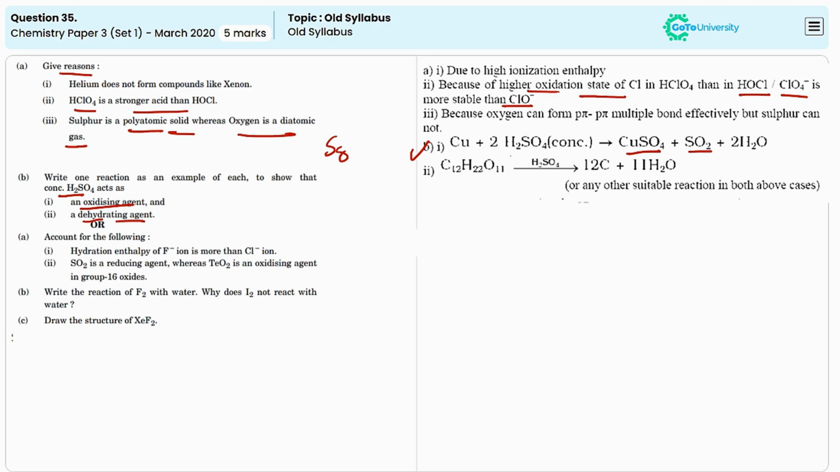Sulfuric acid is a good dehydrating agent, which means it can absorb water from substances. For example, when concentrated sulfuric acid is added to sugar, that is C12H22O11, it produces carbon or char because the water is absorbed by the sulfuric acid. You can write any other reaction to get 1 mark for this question.